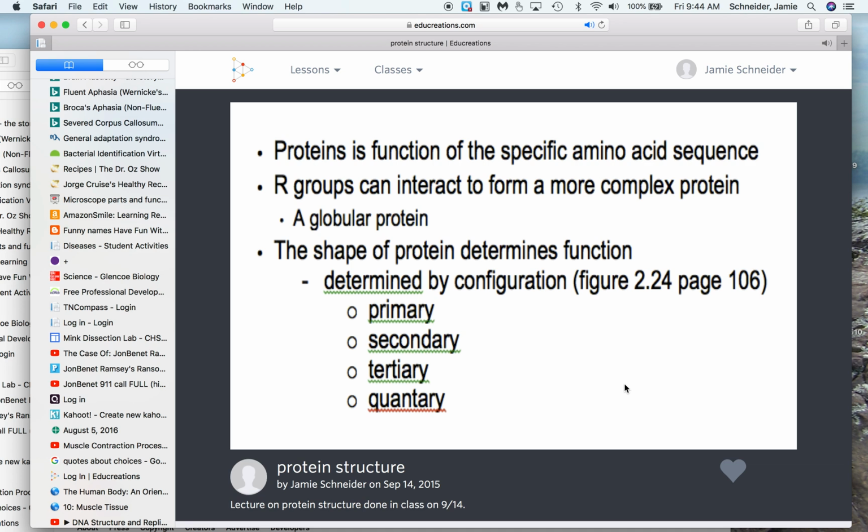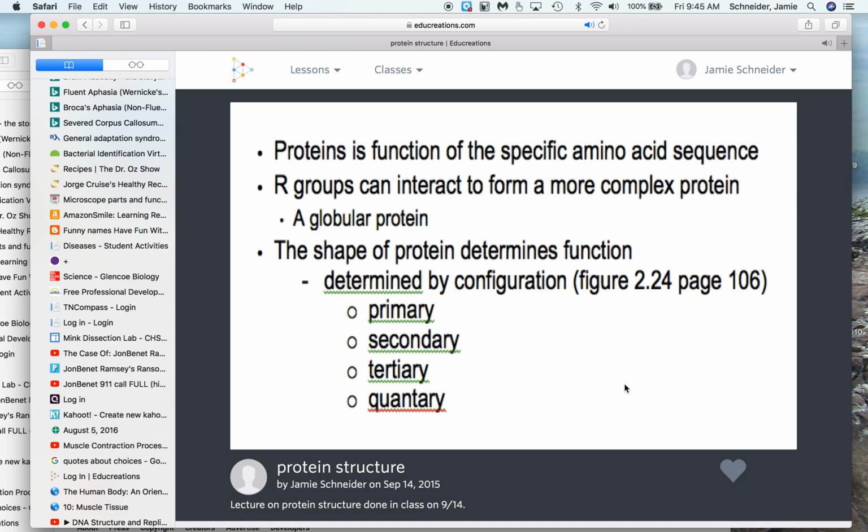If you remember, the R groups on the proteins are all different. So some of them are polar and some of them are nonpolar. Some of them can even be acidic. But what they do is they interact with each other, and that causes the complex shapes that make proteins up. And the shape determines the function.